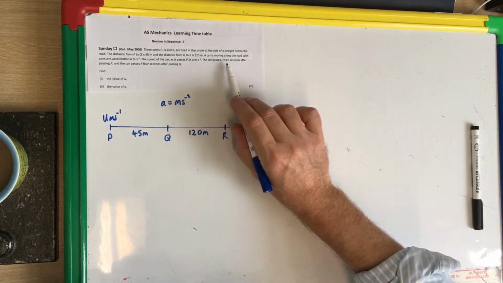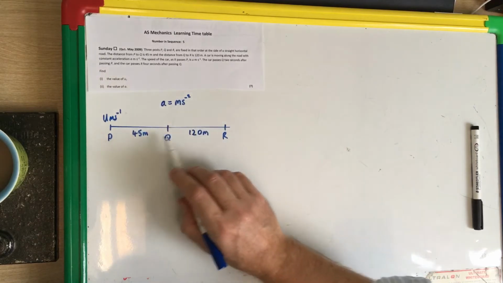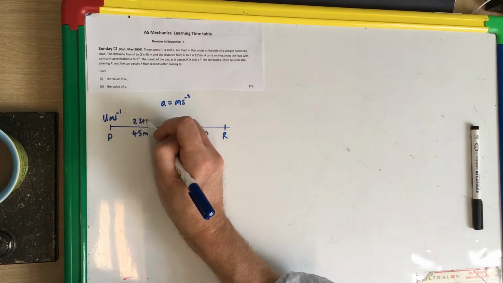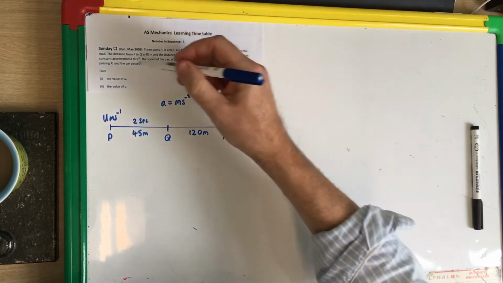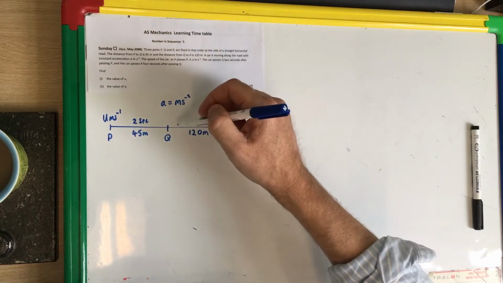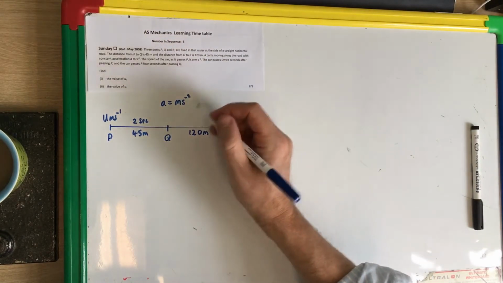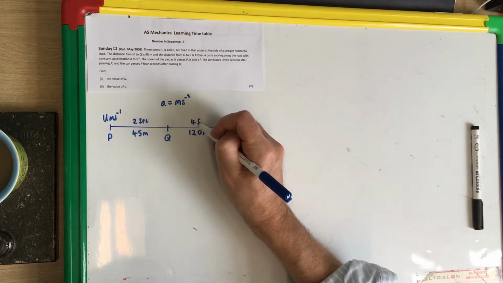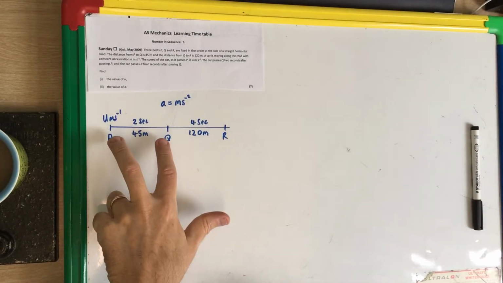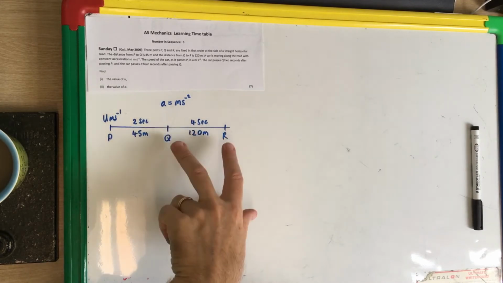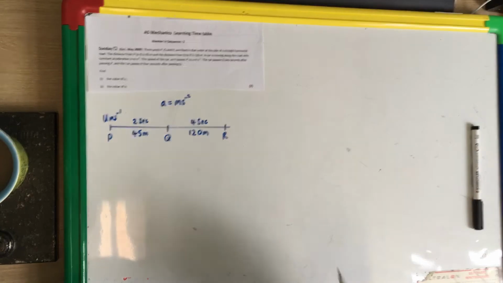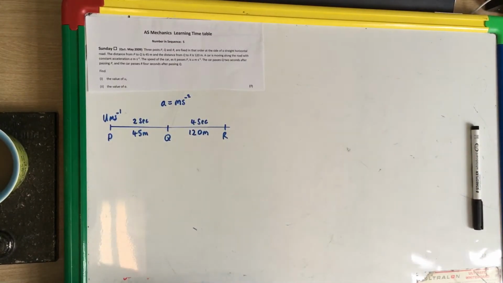The car passes Q 2 seconds after it passes P. So this leg of the journey takes 2 seconds, and it goes on to tell you that the car passes R 4 seconds after it passes Q. So 4 seconds there. Okay, so that leg of the journey takes 2 seconds, and obviously it's accelerated, so it's going faster. That takes 4 seconds, but it's further, and so on. So we've got to find the value of u and the value of a.